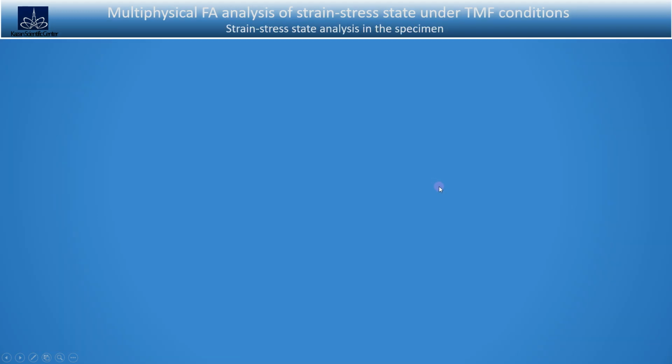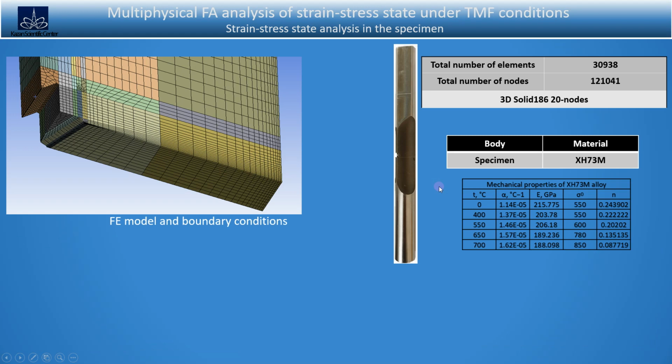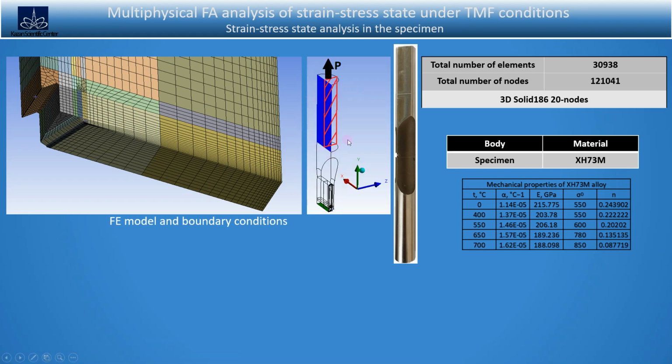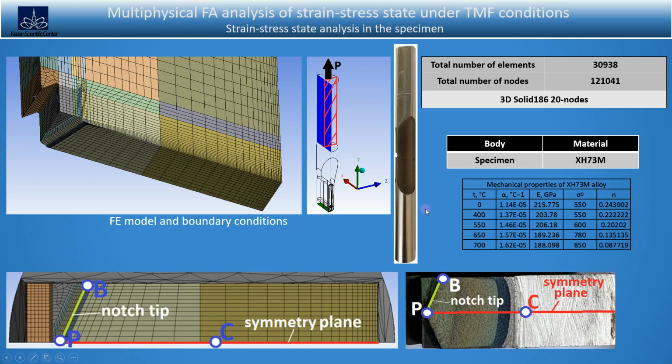Strain-stress state is calculated in the transient structural module. Temperature non-uniformities in the specimen volume were taken into account. The symmetry and fixing boundary conditions were set for the specimen. The load was applied to the end face. The properties are set as piecewise linear functions of temperature. The figure at the bottom shows the plane of crack growth in the specimen. The calculation results will be shown at three cross-section points P, C and B, and along two cross-section lines, the symmetry plane and the notch tip. Let us now turn to the calculation results.